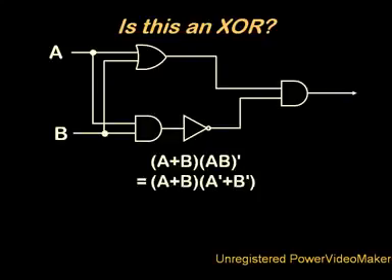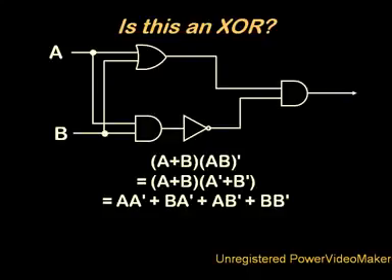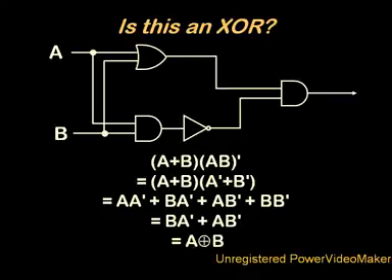All right, using De Morgan's law, I'm going to expand the second term there. And now I'm going to FOIL it. Notice that the first and the last term go away. And I'm left with B and not A, or A and not B, which was our definition of XOR. Yes, indeed, Virginia, that's an XOR gate.